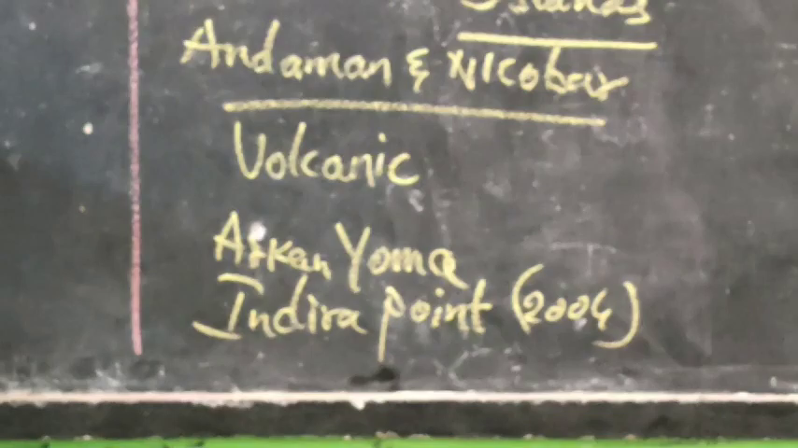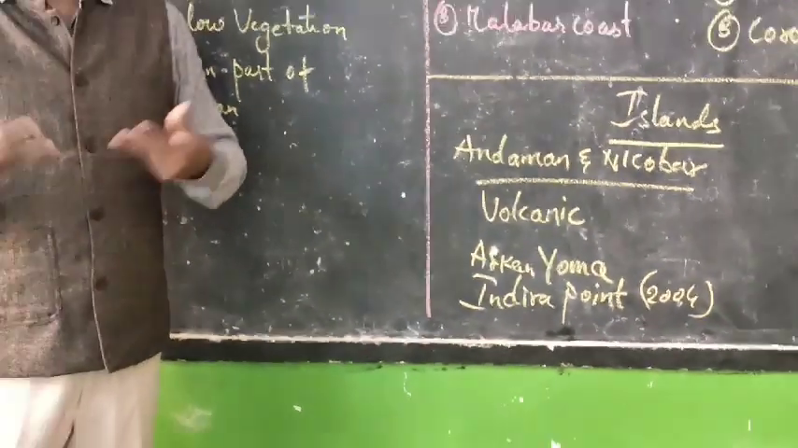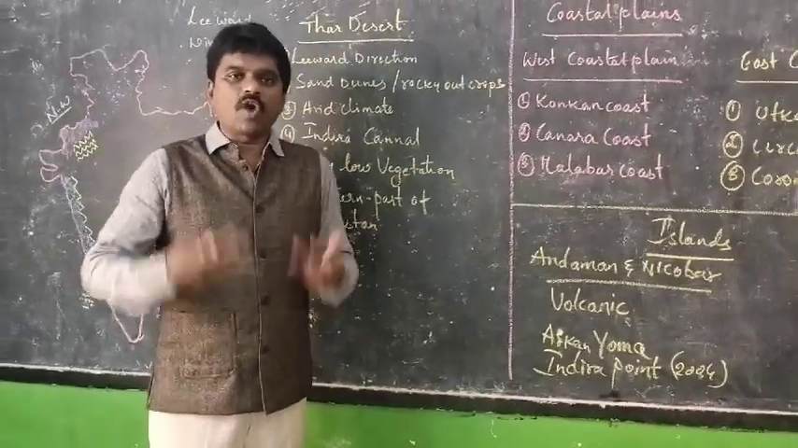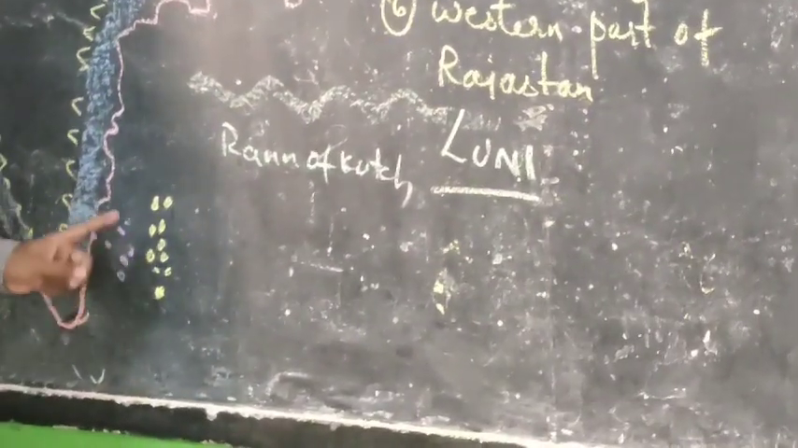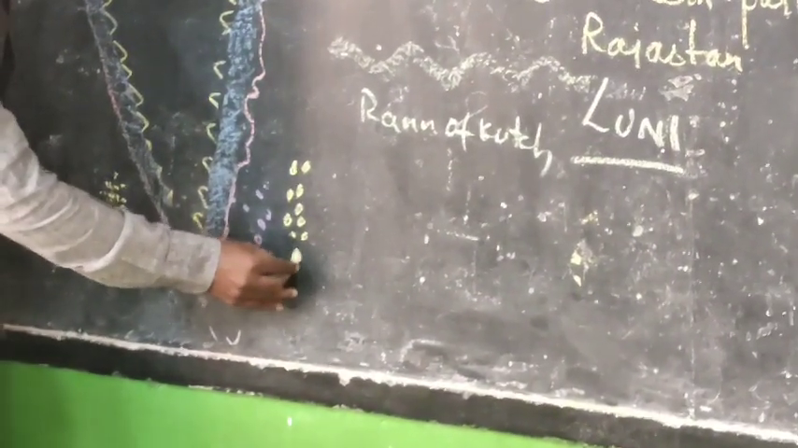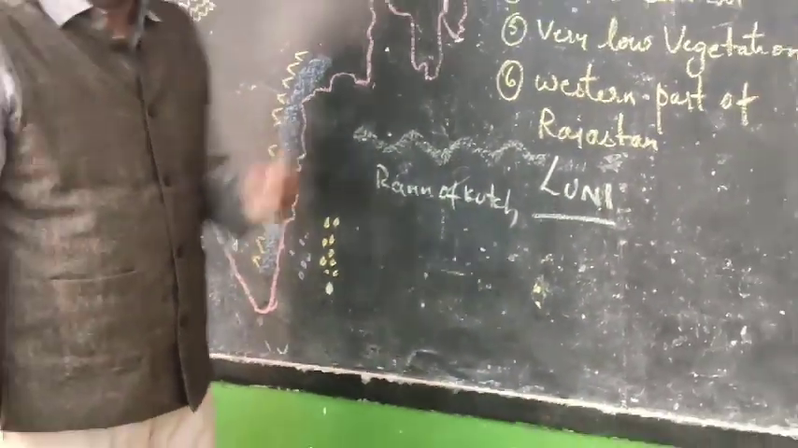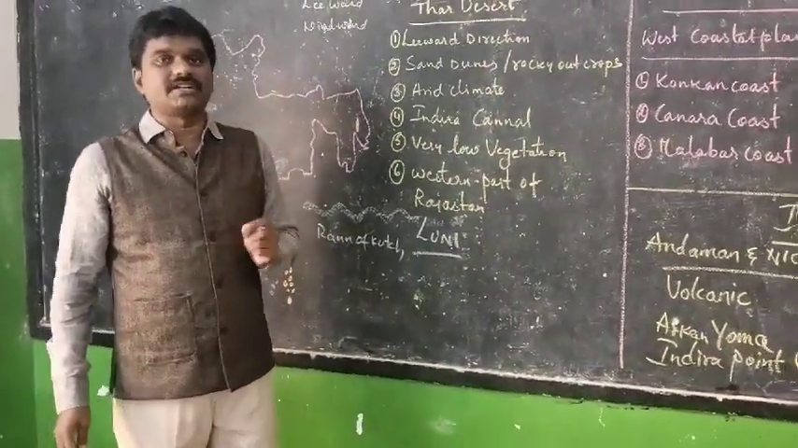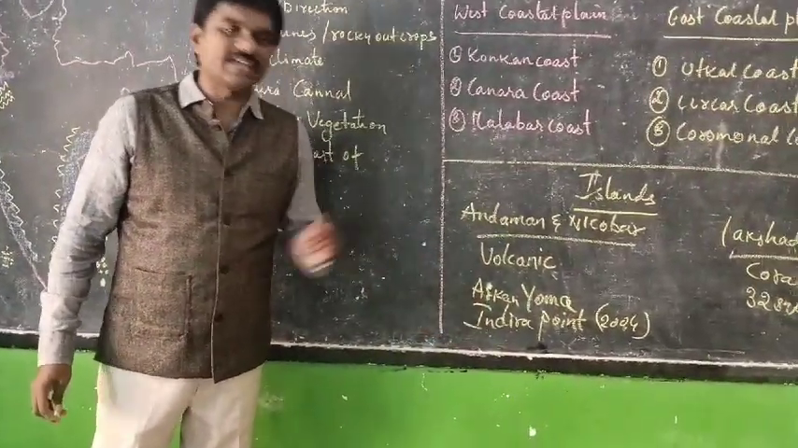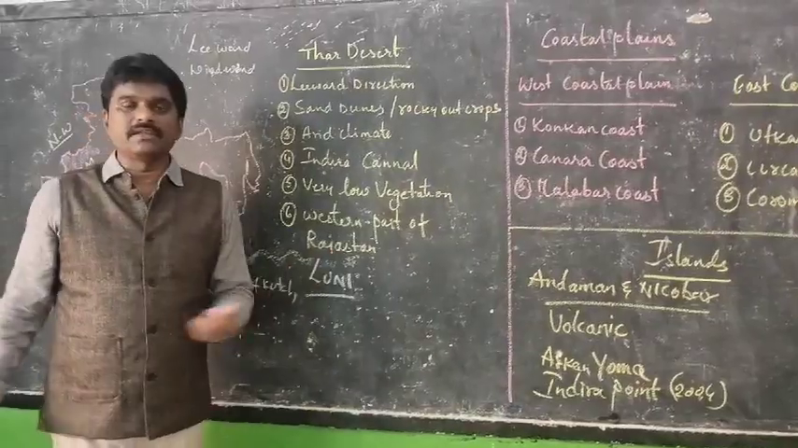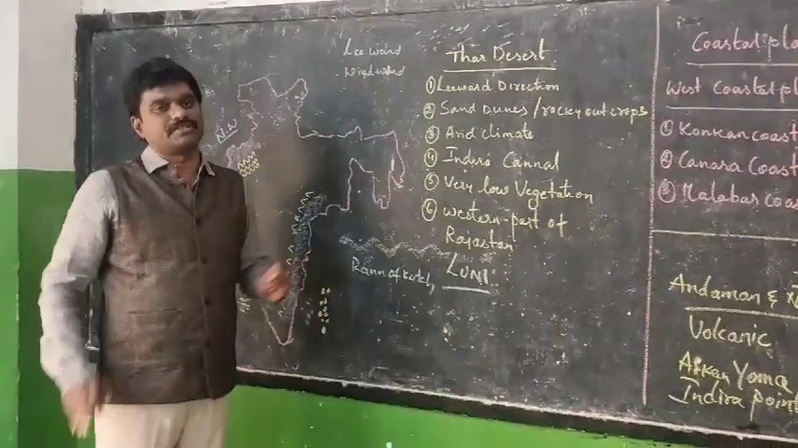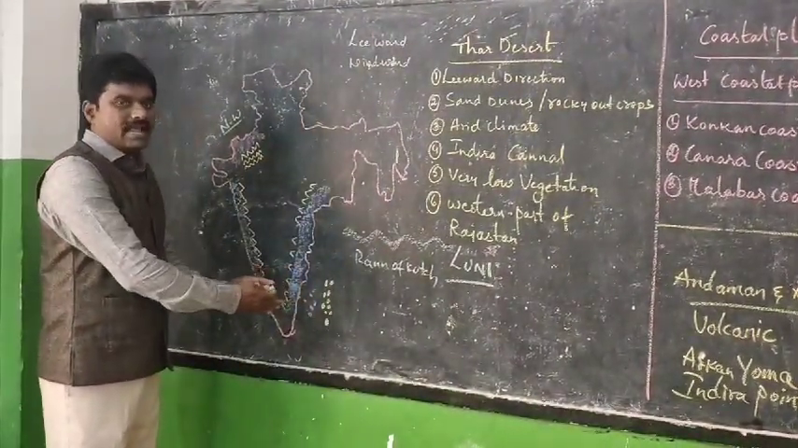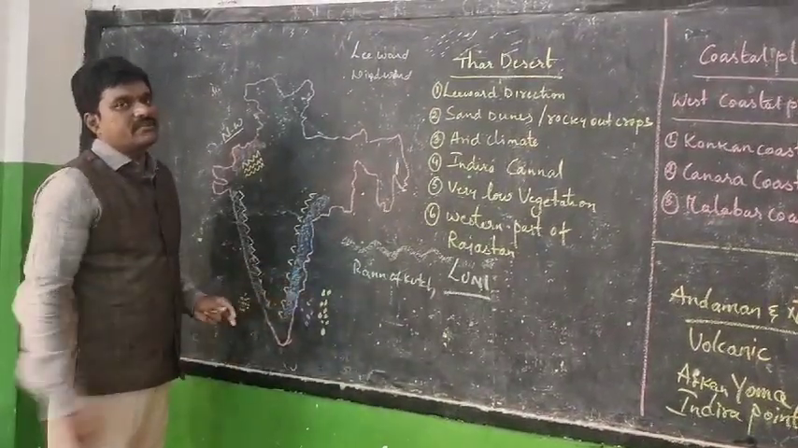So when the volcanoes erupted, from those volcanic eruptions these Andaman and Nicobar Islands were formed. In these islands, the southernmost tip is Indira Point, which is the highest point, and that Indira Point was submerged when the 2004 tsunami took place in the country. You might know about the 2004 tsunami. During that tsunami, this Indira Point was submerged. And the Andaman and Nicobar Islands are of volcanic origin, as we have already seen.